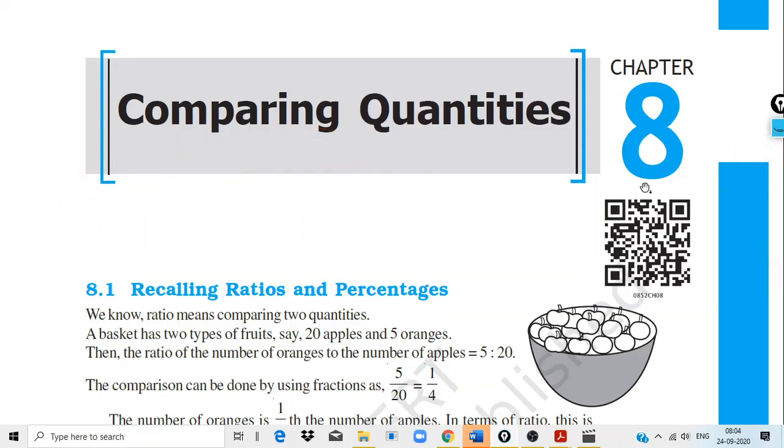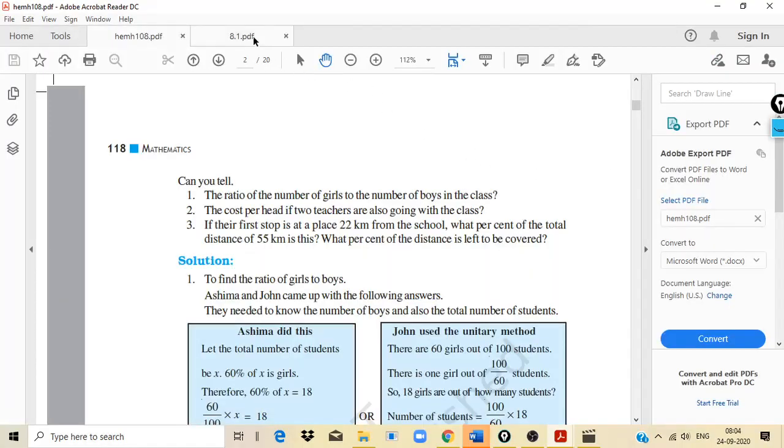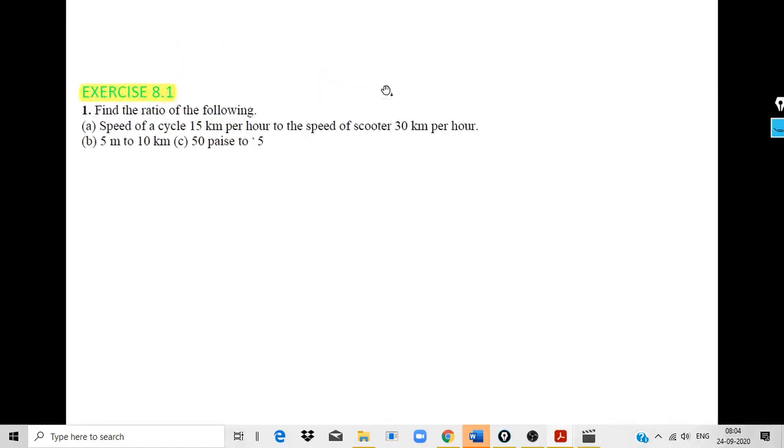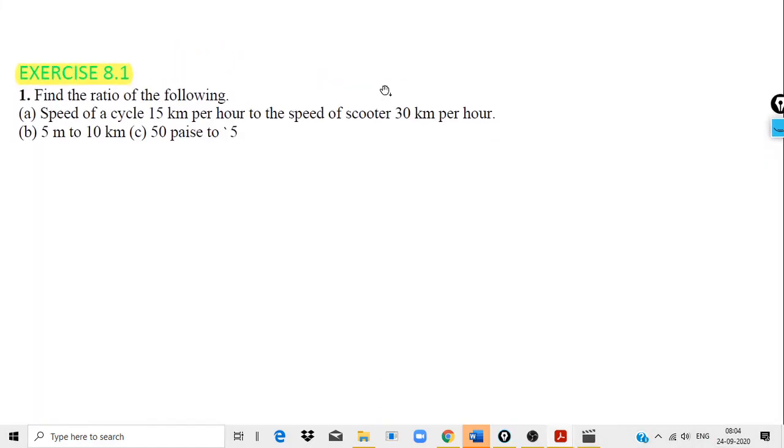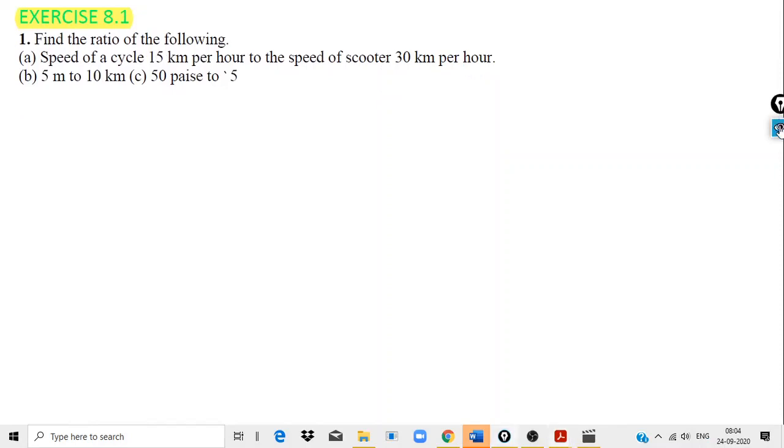Now we will learn some more things. Let's move to the exercise. There you can learn some other things. Here we have the exercise. Okay, so we'll start with exercise 8.1, question number 1.